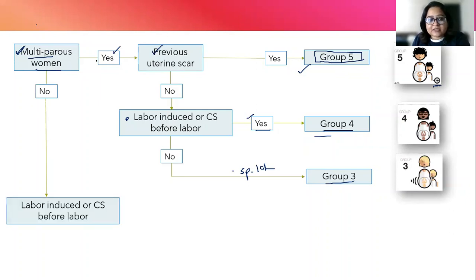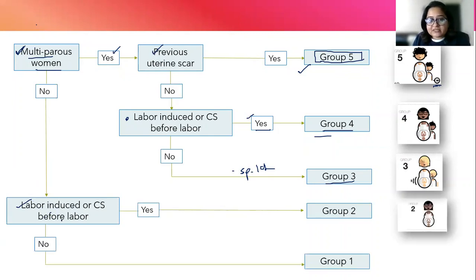Now she's not multiparous. So now she's nulliparous. Not multiparous means she's nulliparous, and then we just have to ask ourselves 2 things. Was the labor induced or cesarean section done before labor? Yes, she's group 2, and no, if she's in spontaneous labor, she is group 1. So straight away this page is easy.